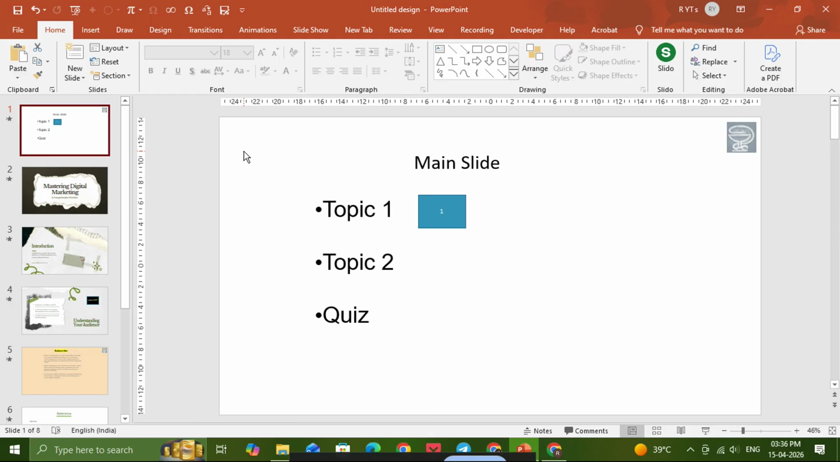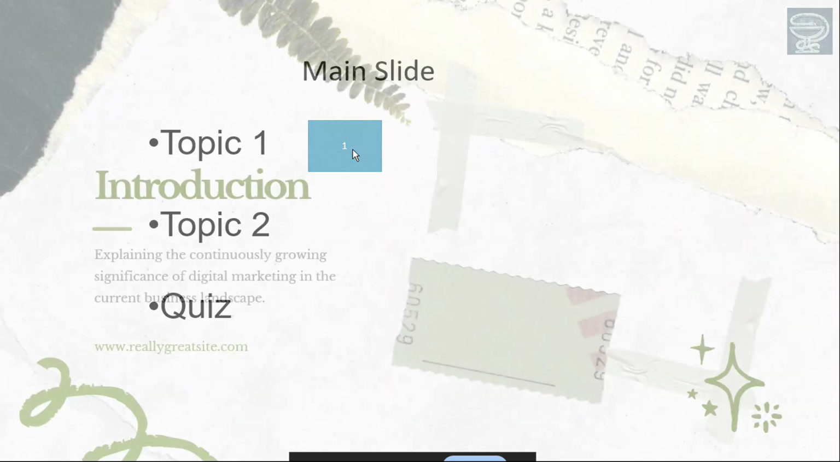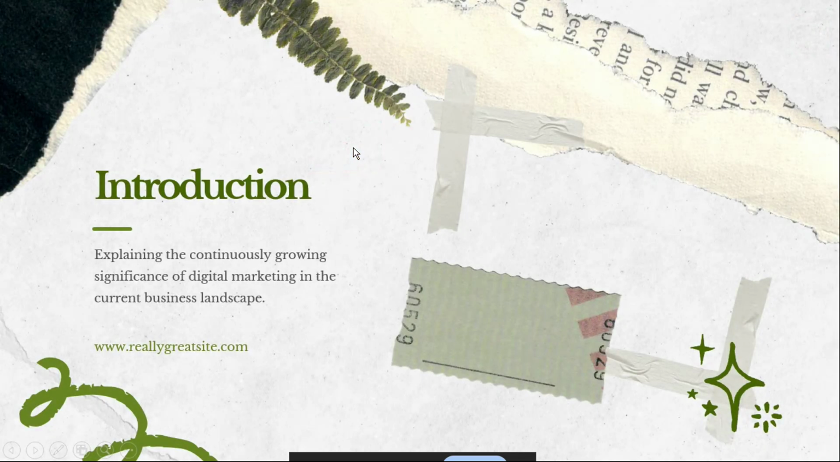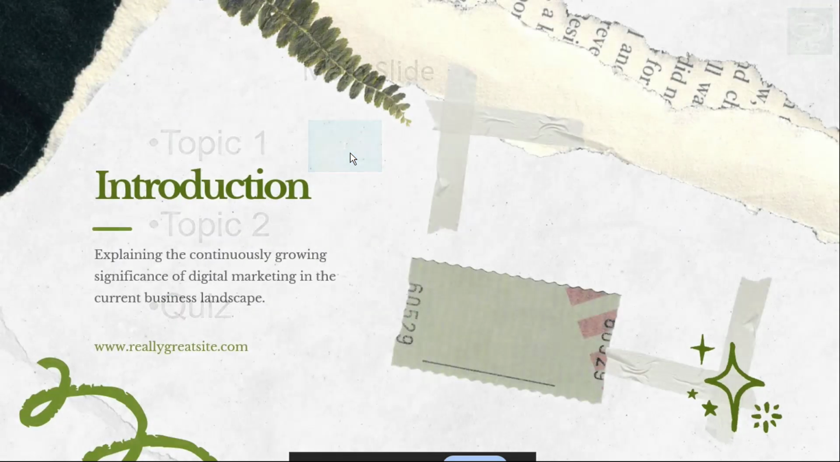Once your links are set up, it's time to test everything. Press F5 to start the slideshow from the beginning. Then click each button and make sure it takes you to the correct slide. Check your back or home button as well to confirm it returns to the menu slide properly. If anything is off, just go back and adjust the hyperlink target. Testing is important because it helps you catch mistakes before presenting to an audience.